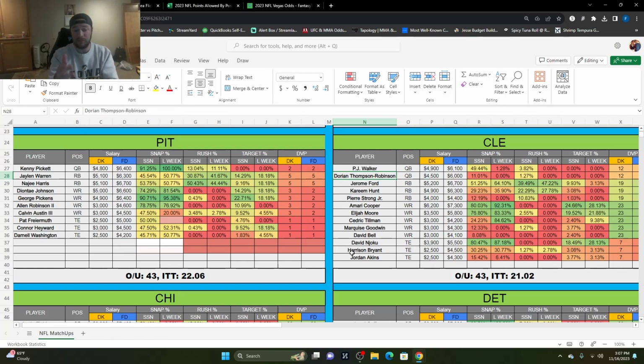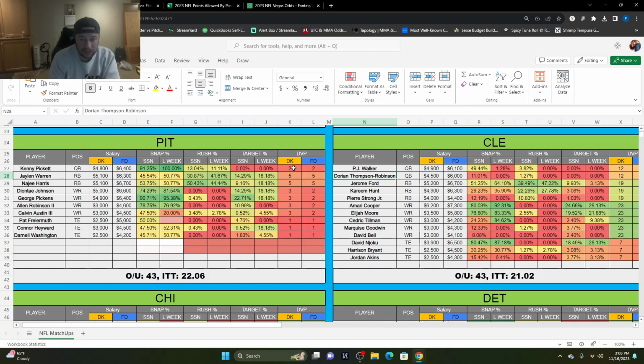Looking at this, Pittsburgh, lowest over-under. Cleveland's defense has been pretty good. I'm probably not using much Pittsburgh at all, and you can see why. Look at this. Cleveland's defense ranks second on both FanDuel and DraftKings against the opposing quarterback. They rank fifth against the opposing running backs, third against wide receivers on DraftKings, second on FanDuel, and they are first overall against the tight end position.